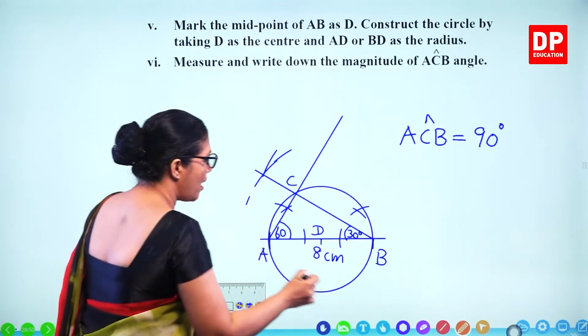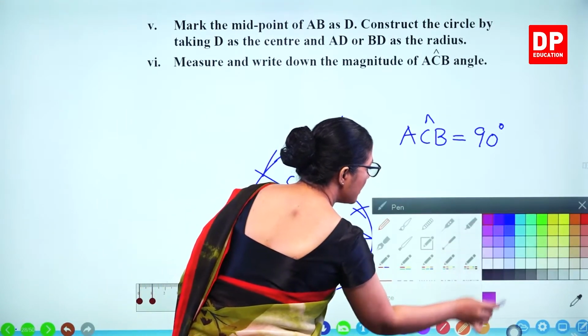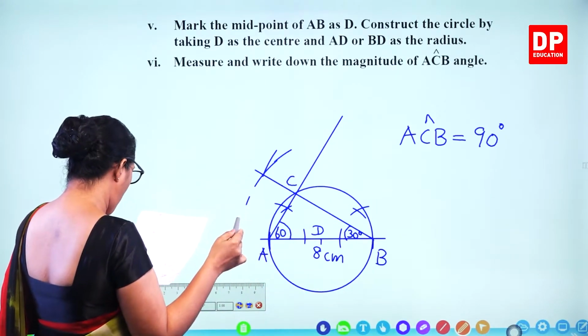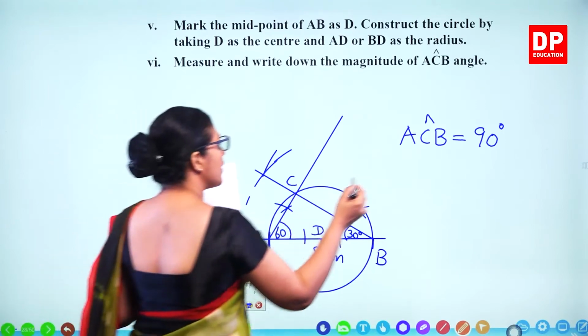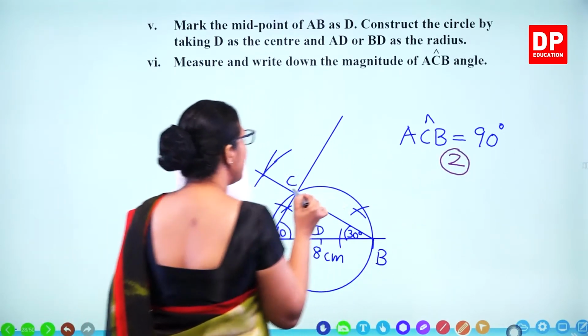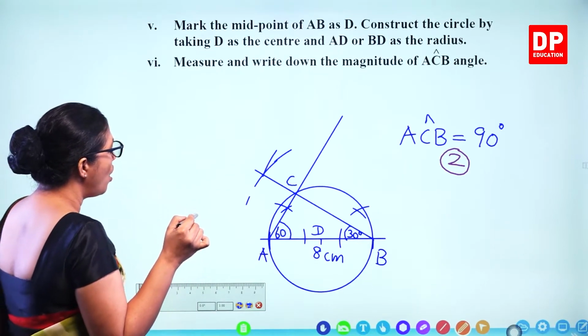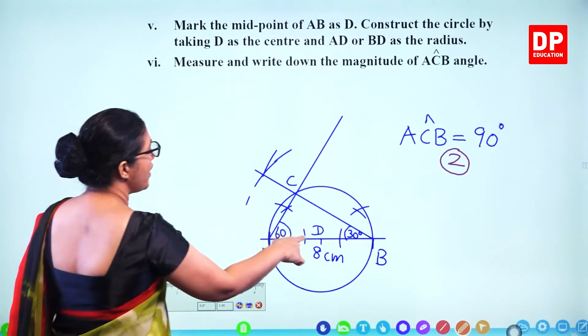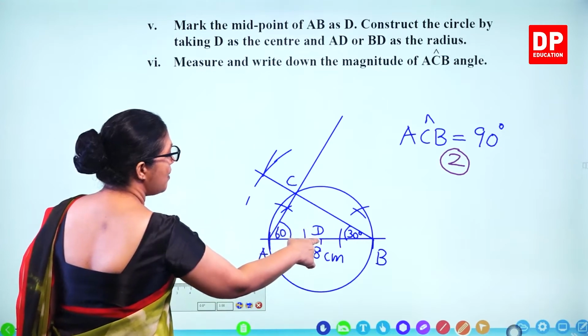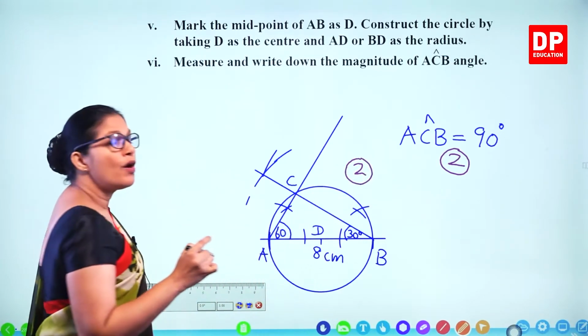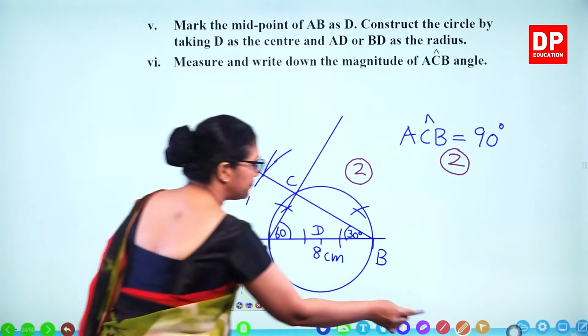So how many marks for this one? We gave 7. So that means 4 marks for this part. You get 2 marks here for finding the angle and 2 marks for drawing the circle and marking the D point. So 7 plus 4, 11 marks.